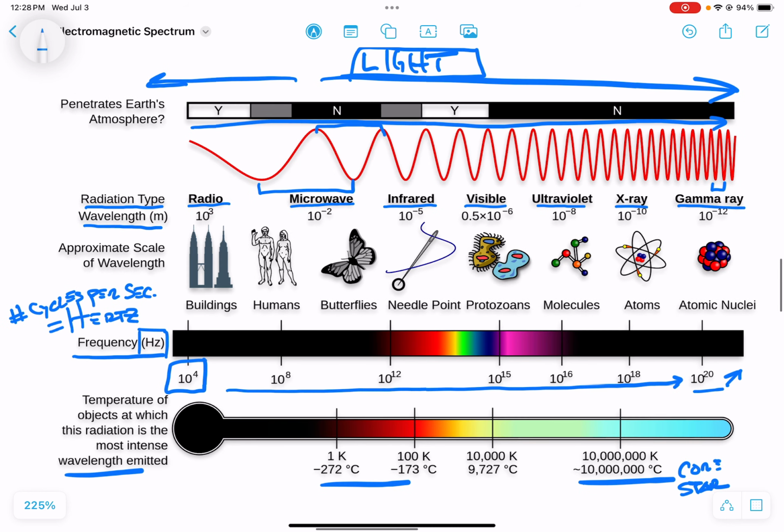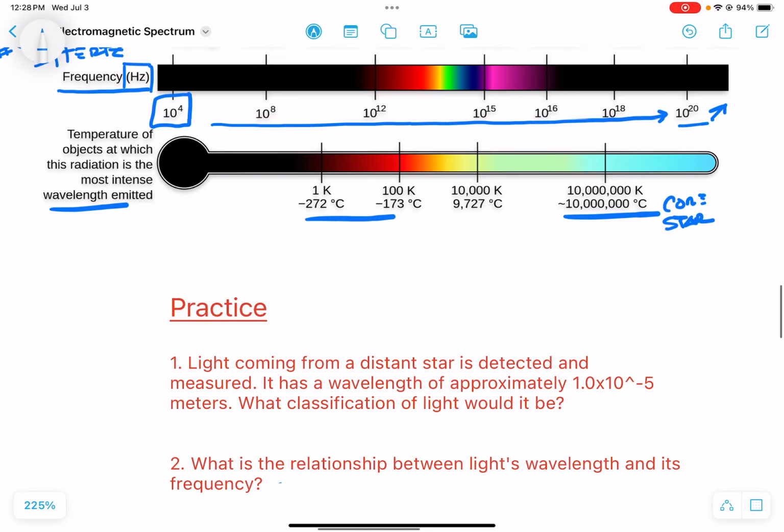There are some other parts of this scale that we haven't broken down, and you are welcome to look at those now. But to further digest this information, let's do a couple practice problems together.